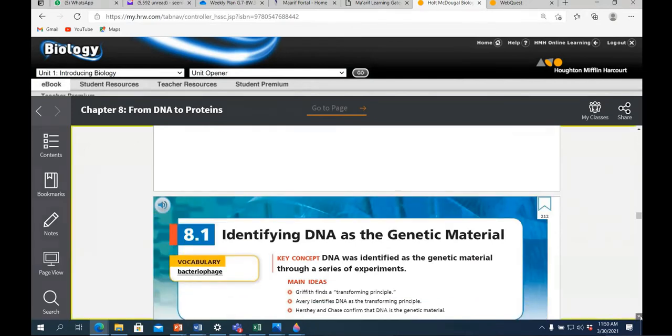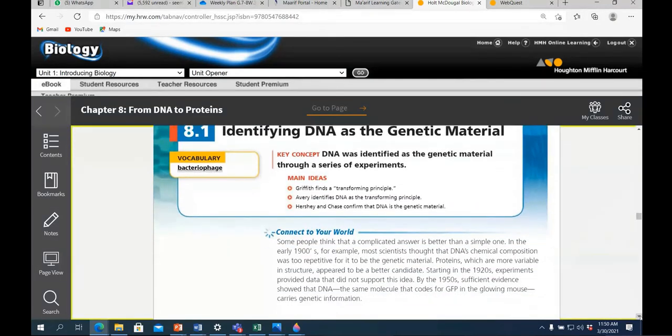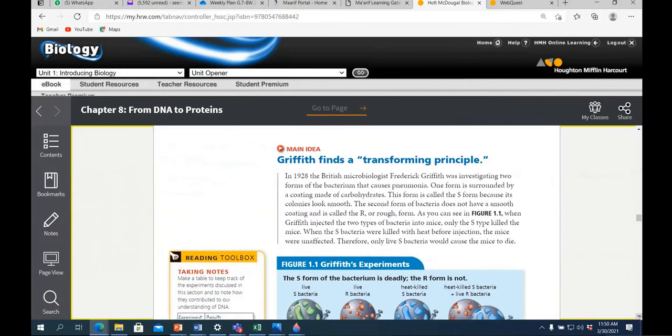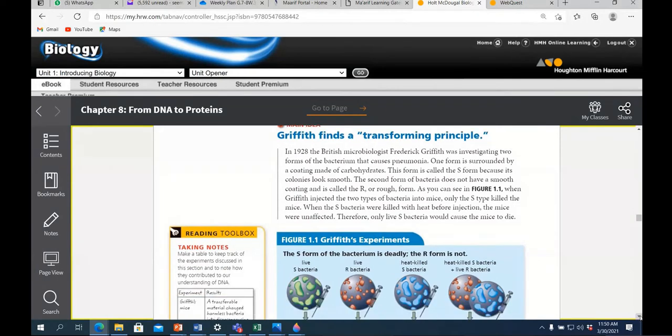We started with a key concept that DNA was identified as genetic material through a series of experiments made by Griffith first. So what was the term used by Griffith for DNA? He did not yet give it the name DNA, but he called it something. What is it?